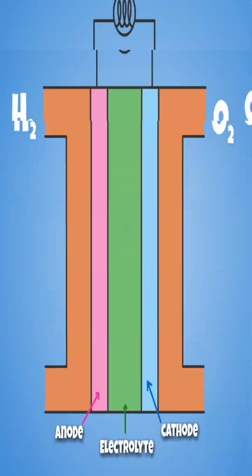Now, what are fuel cells? A fuel cell is a type of electrochemical cell that is used to generate an electric current without needing to be recharged. The most common type of fuel cell is the hydrogen fuel cell, which uses a supply of hydrogen and oxygen from air to generate a continuous current.